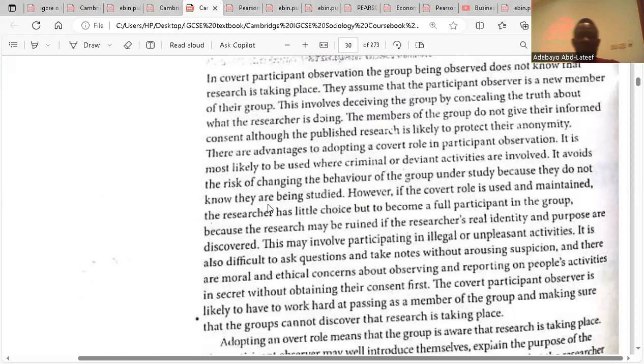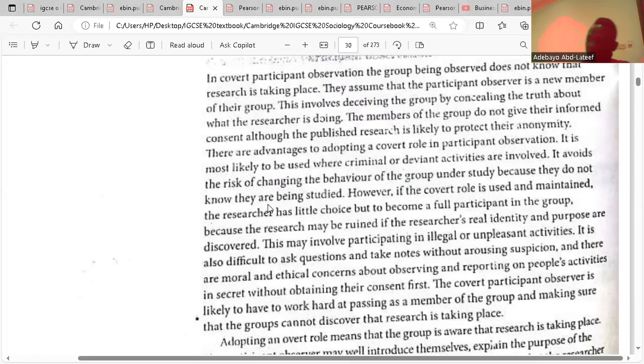So we continue with overt role. For overt role, this means that the group is aware that the research is taking place. And it means that the researcher or the observer might as well introduce himself or herself to the group and state the purpose of the research. The advantage about overt system is that, as an observer, you'll be able to interview or question the group. And you don't have to participate in the unpleasant or illegal things they do within that group.